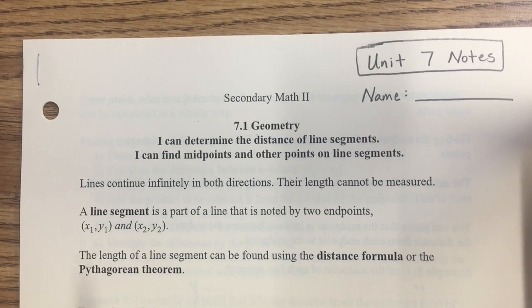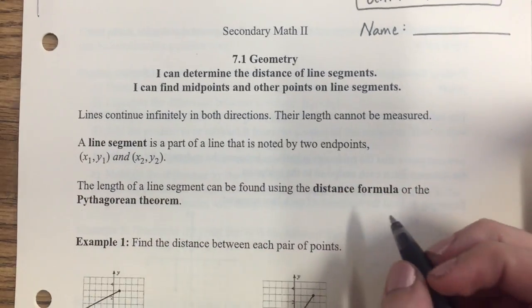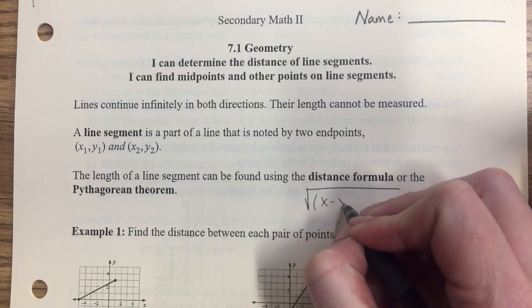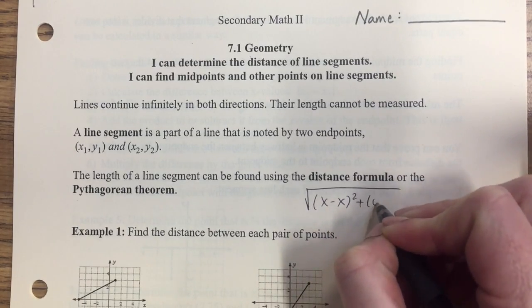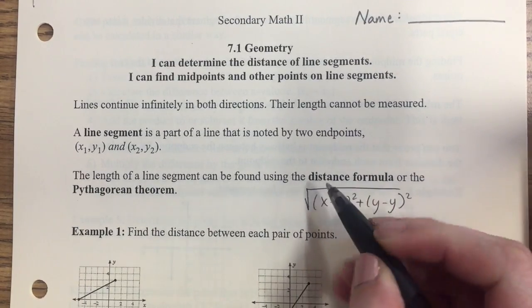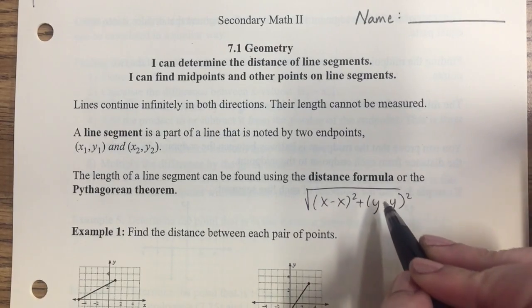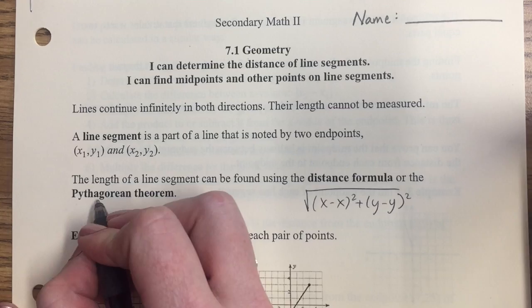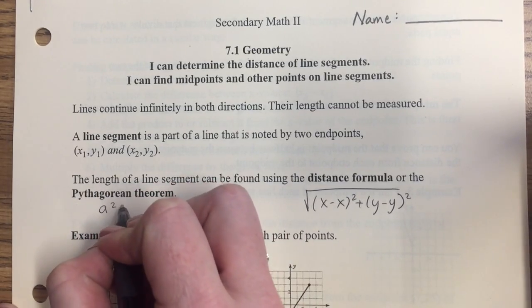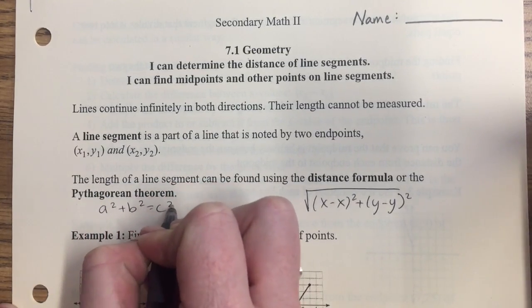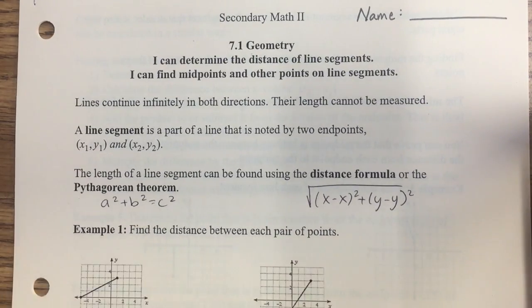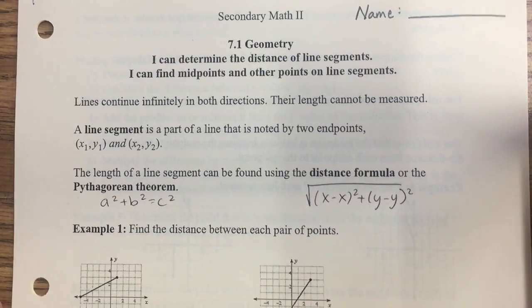In this video, we will be going over distance and finding points on line segments. For our formulas, we have the square root of (x minus x) squared plus (y minus y) squared. As long as you follow the same pattern with your x's and your y's, you are fine. You can pick the order. The Pythagorean theorem is a squared plus b squared equals c squared. These two formulas work together. They'll do the same thing.